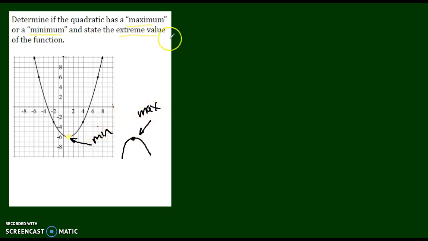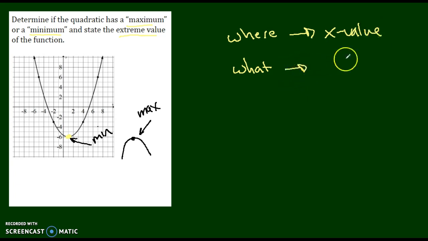But there are two things to keep in mind. They're going to either ask you where is the maximum or minimum value, and what is the maximum or minimum value. Where it is always refers to the x value. And what is the maximum value always refers to the y value.